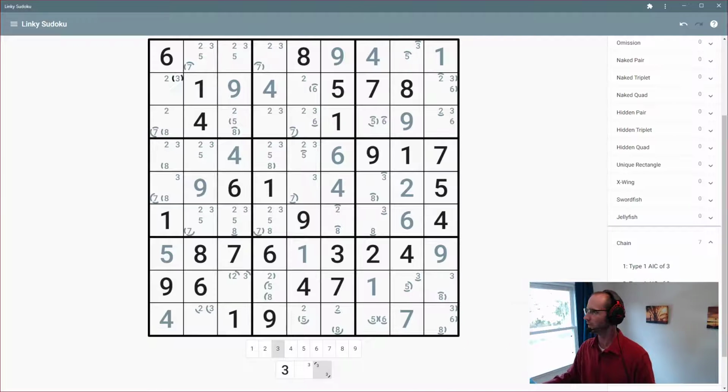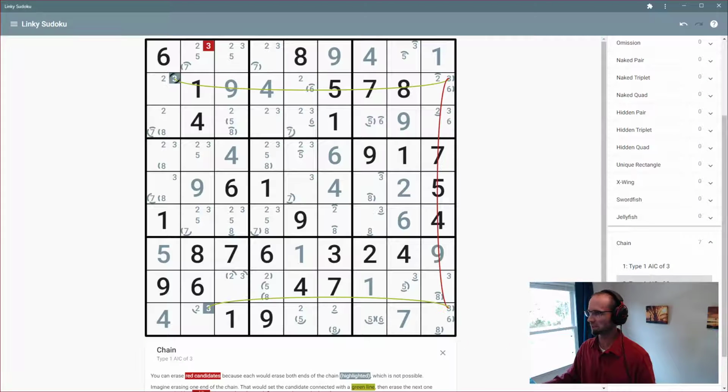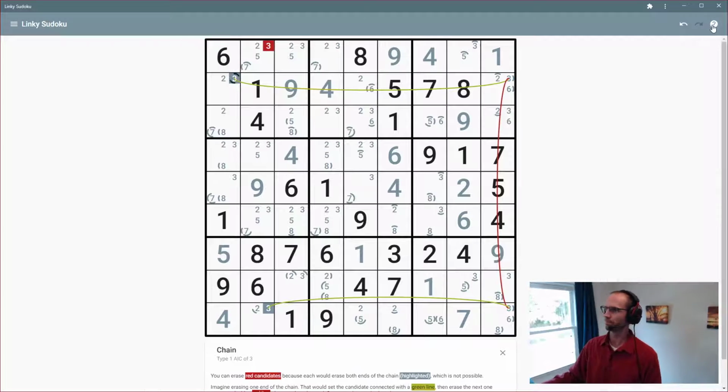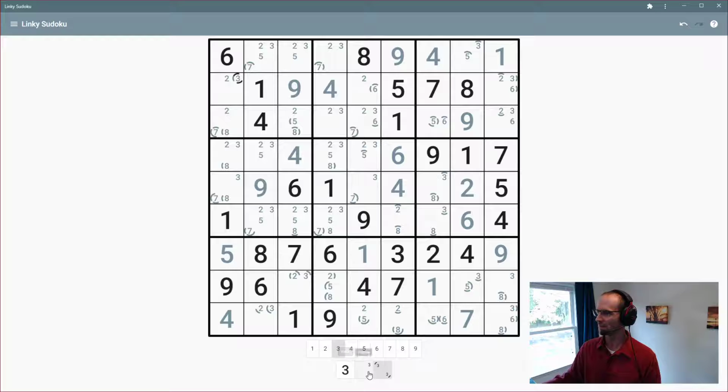I can pull up the visual again. That I think was this one. And so, again, one of those two ends of the chain must be a 3. Either way, this one is eliminated. Get rid of that. Mark any new strong links like that one. And that's it.